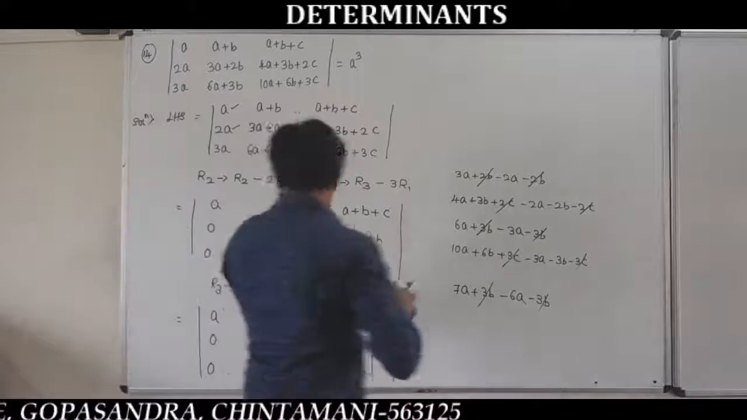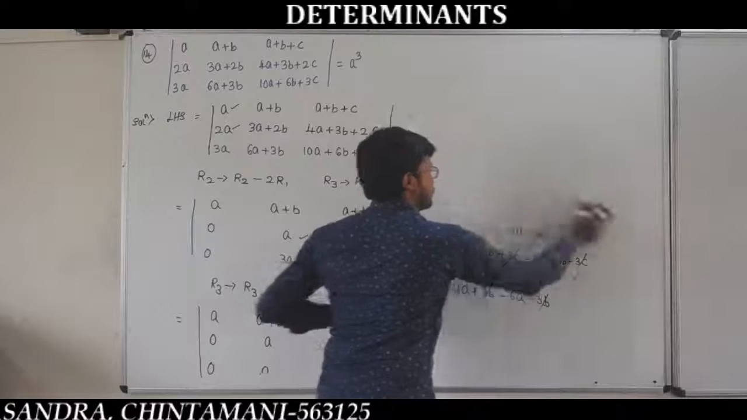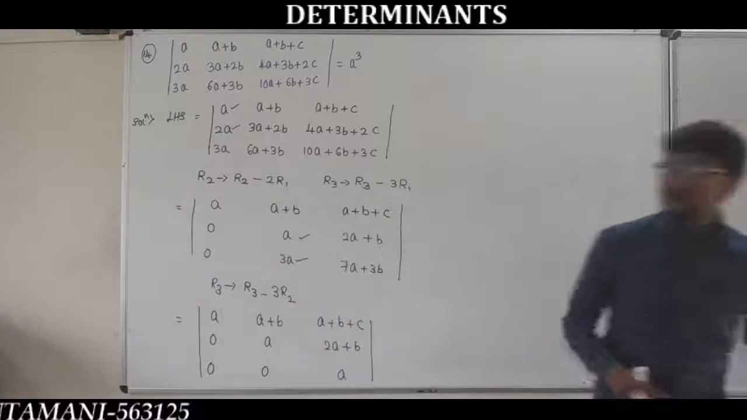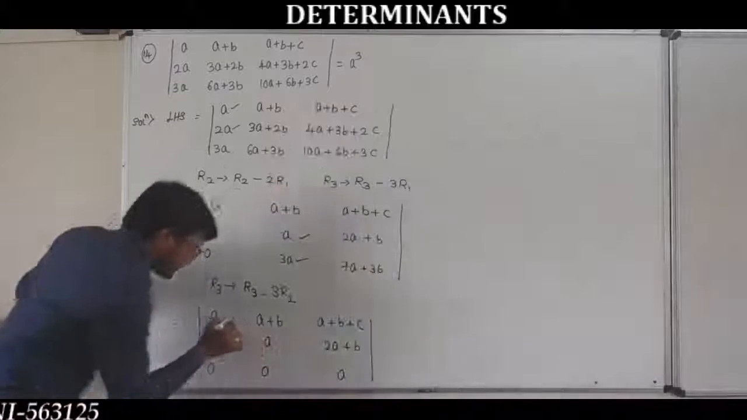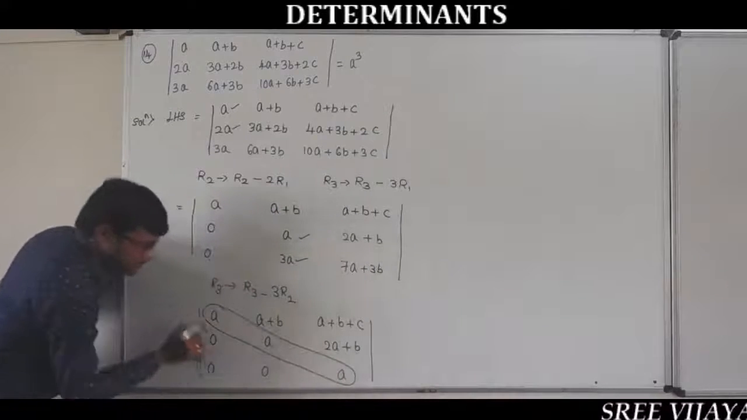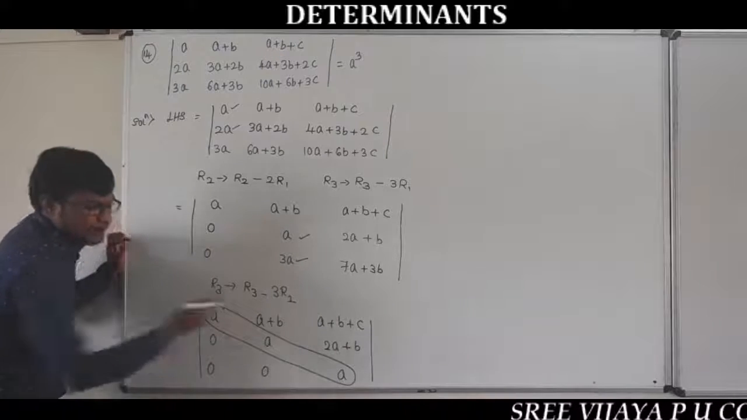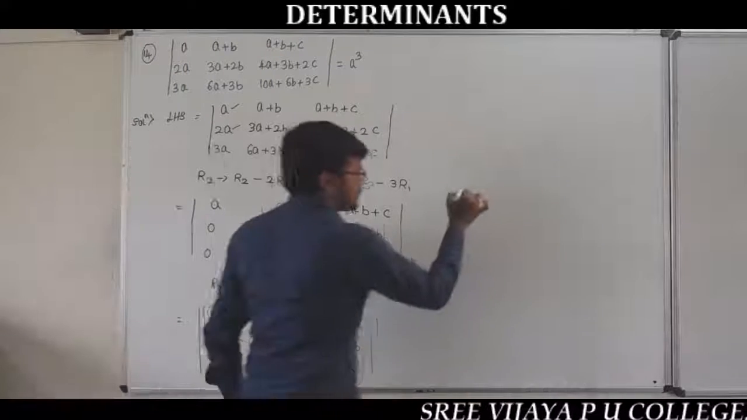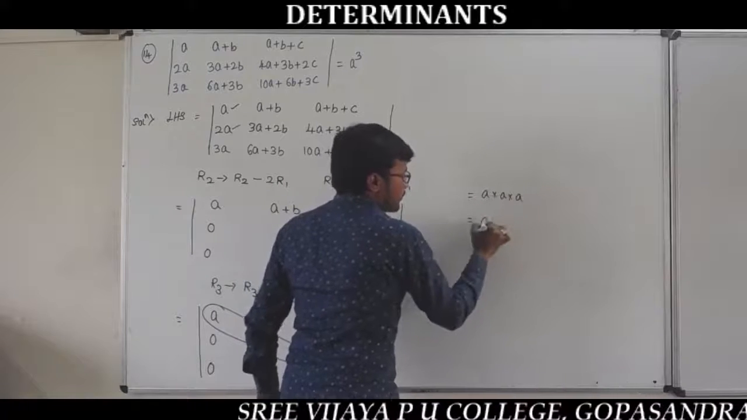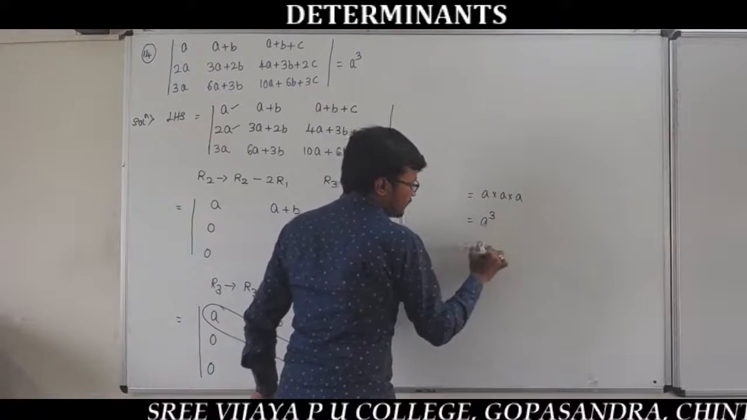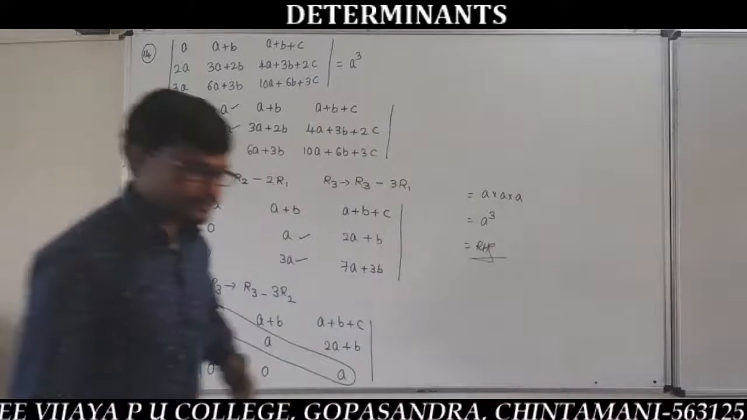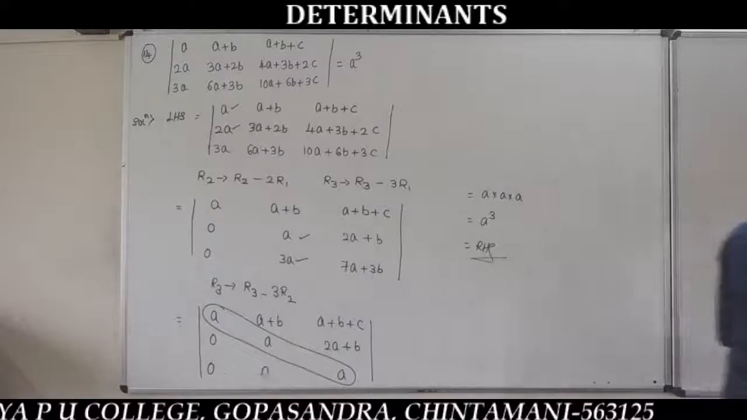Okay. Now see, below the principal diagonal, all elements are zeros, right? So multiply the principal diagonal elements. That equals a into a into a, which equals a cube. That should be the RHS. Got it? Next one.